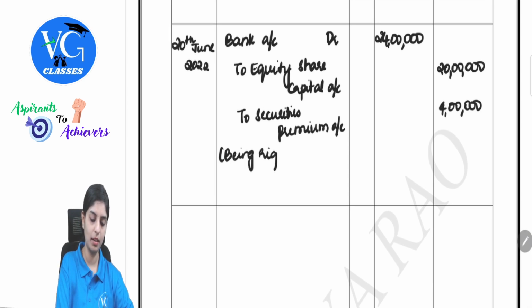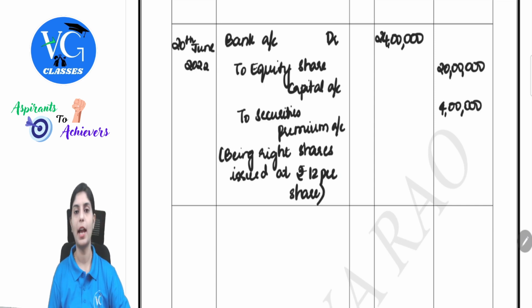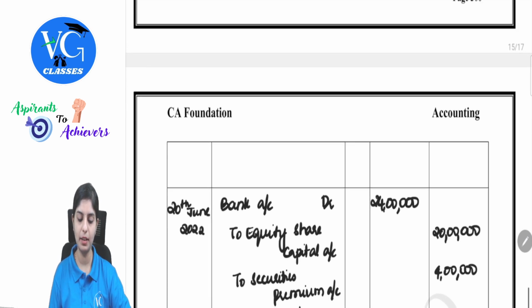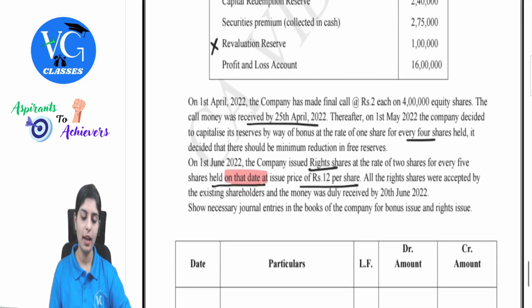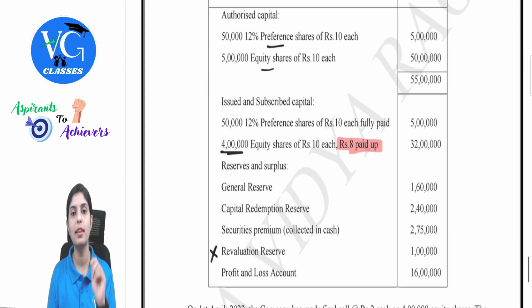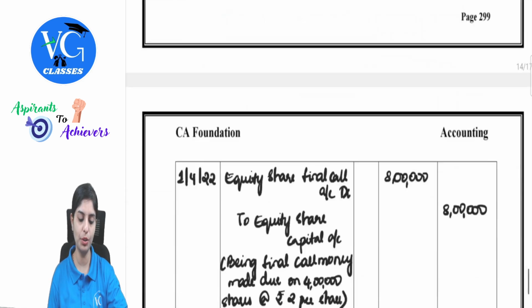Being rights shares issued at rupees 12 per share. I hope this is understood. Now what happens is equity share capital is further getting raised by 2 lakh shares. If you observe, in authorized capital 5 lakh was already considered. So again the capital clause needs to be altered. So here we will bring a note.